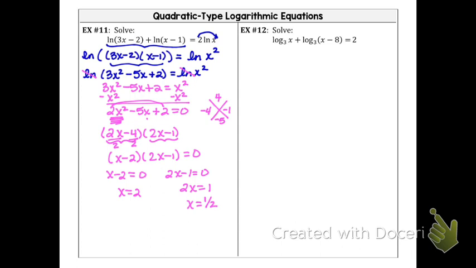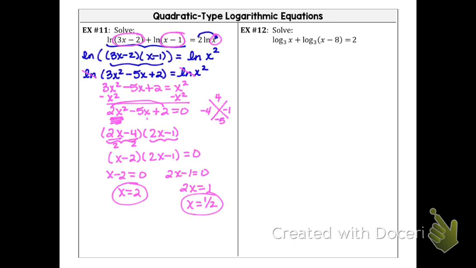Now remember, if you have log in the original problem, you have to check your answer, okay? Because this number here can be positive or negative. But when I plug it in up here, what we're taking the log of has to be positive.